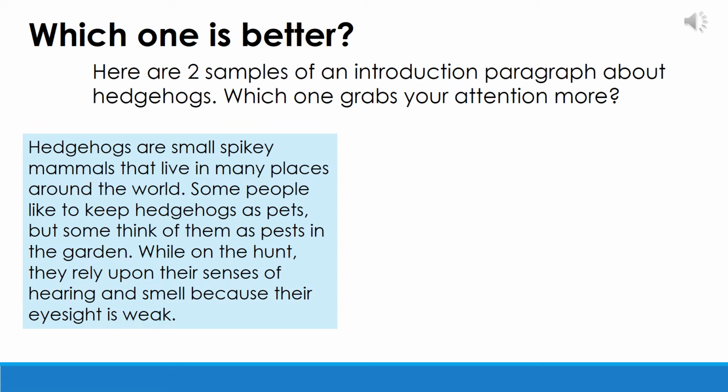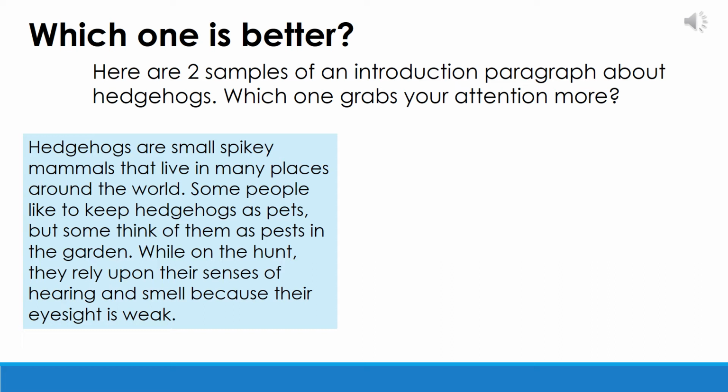Here are two samples of an introduction paragraph about hedgehogs. Tell me, which one grabs your attention more? Example 1. Hedgehogs are small, spiky mammals that live in many places around the world. Some people like to keep hedgehogs as pets, but some think of them as pests in the garden. While on the hunt, they rely upon their sense of hearing and smell because their eyesight is weak.